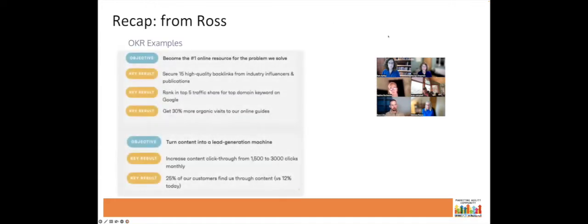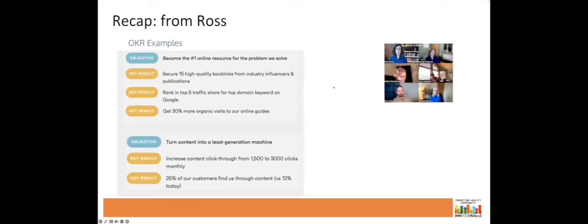So some specific examples here, again from Ross. An example of an objective might be to become the number one online resource for the problem that the company solves. And here we touch on the fact that, although we've said objectives should be qualitative, that's got a number in, become the number one, and that's perfectly fine too.